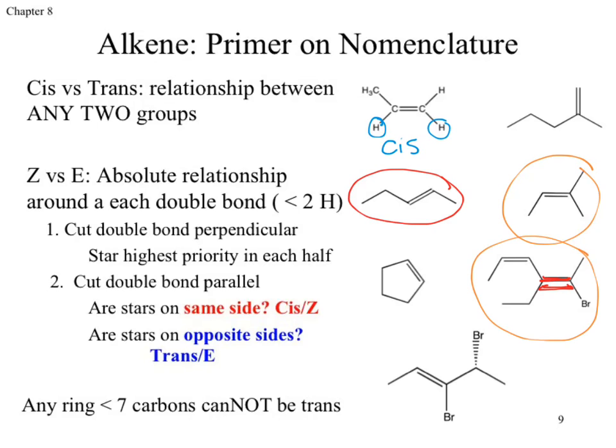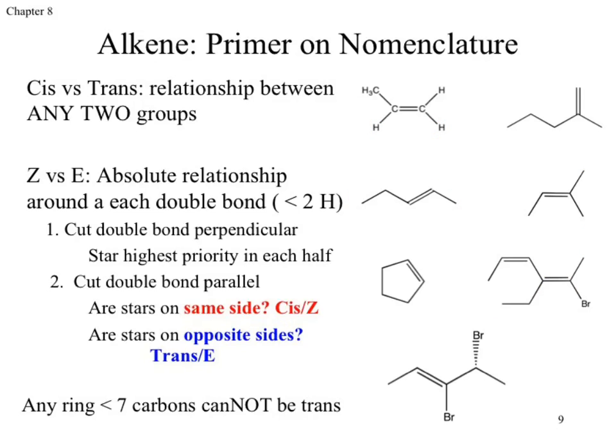Okay, so to go through and decide whether it's Z or E, it's going to be kind of similar to what we did for our R and S systems. So we're going to look at our priorities. The first thing we'll do is cut the double bond perpendicular to its axis. When I say perpendicular, I'm talking about right through here. Now I'm going to look at each half, and I'm going to star the side that has the highest priority. So let's take a look at the rightmost half.